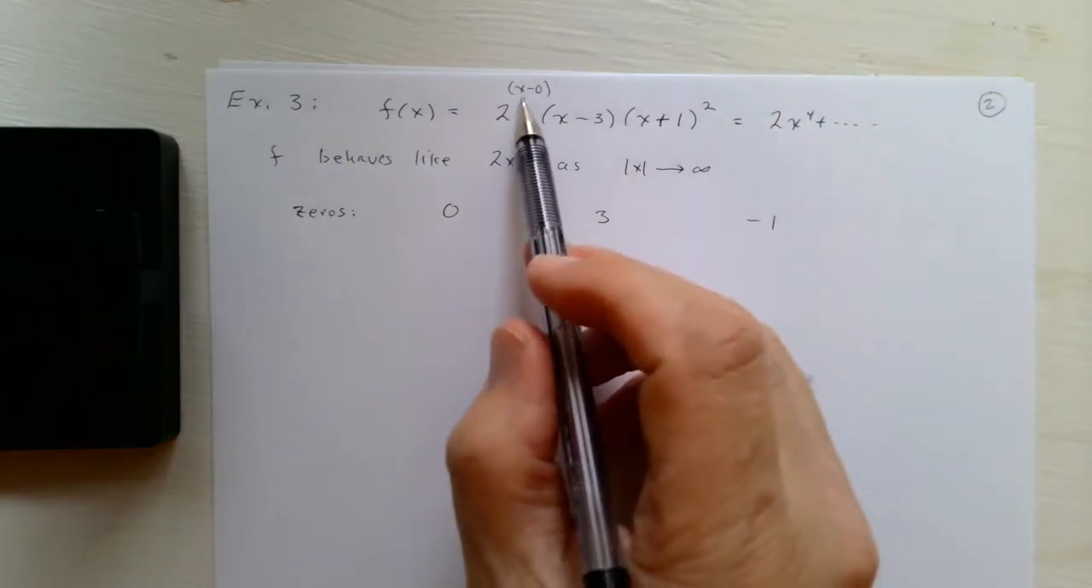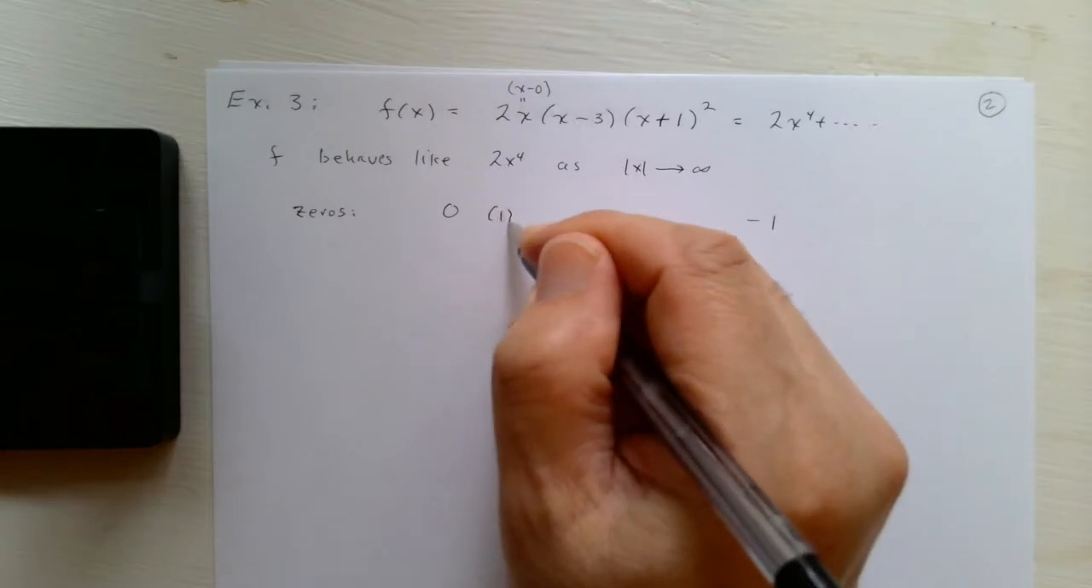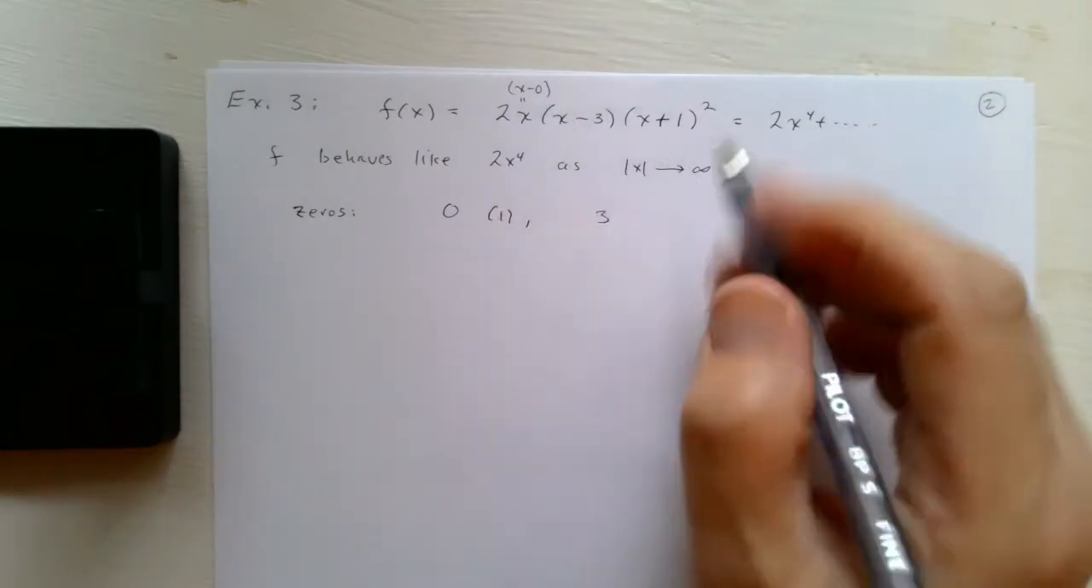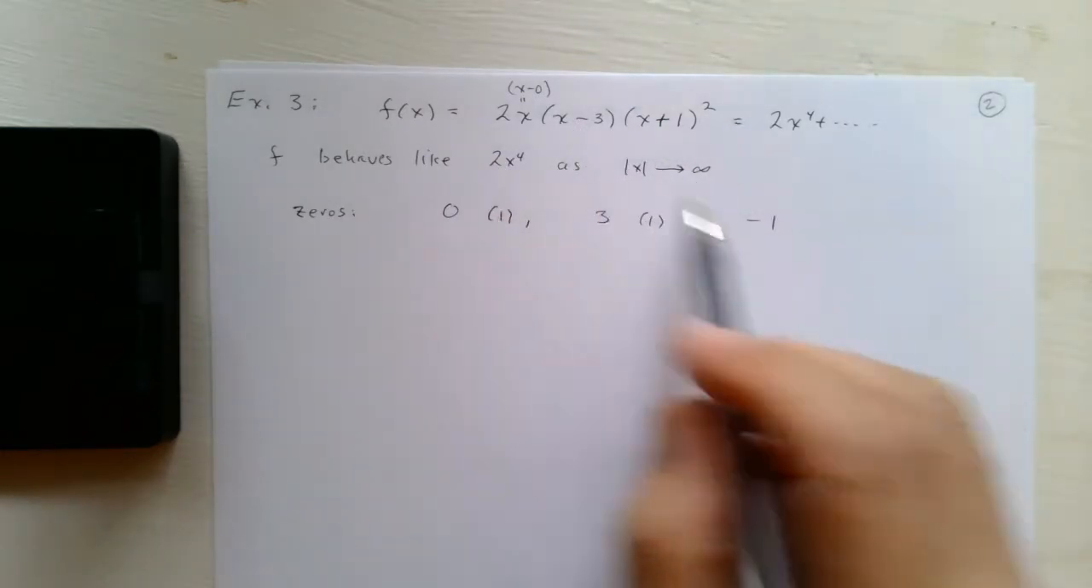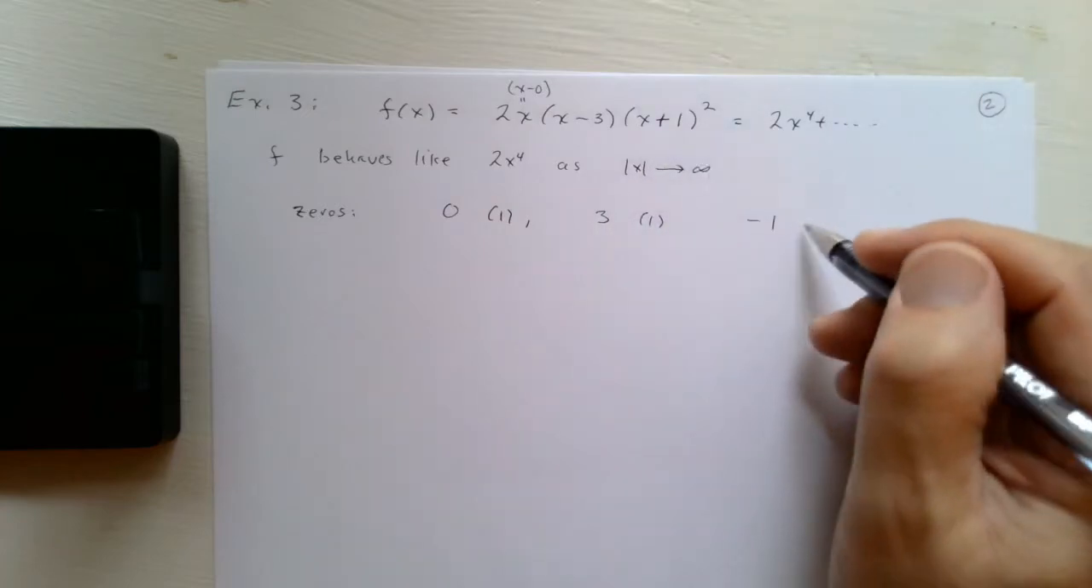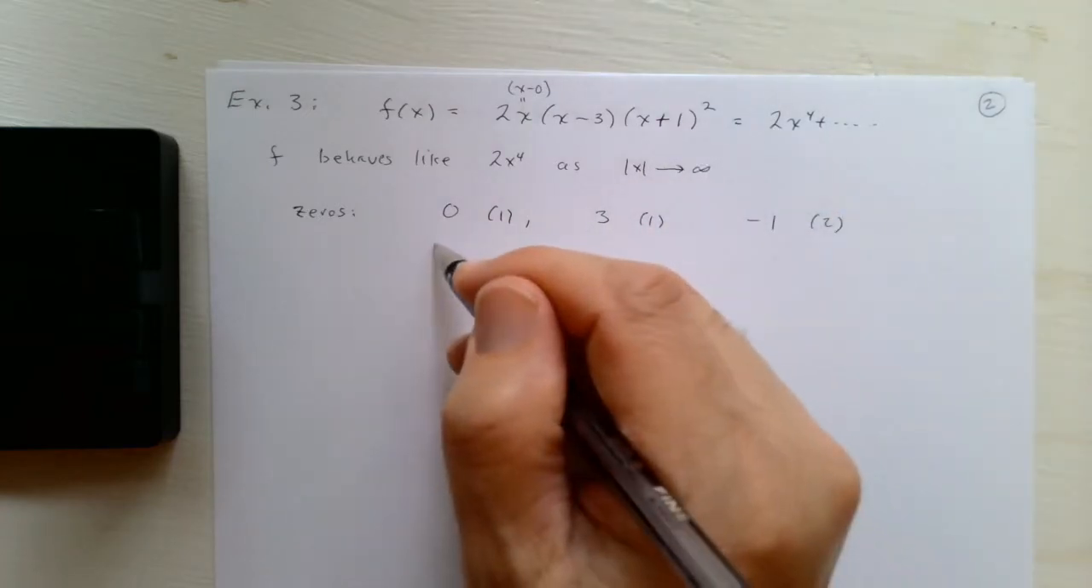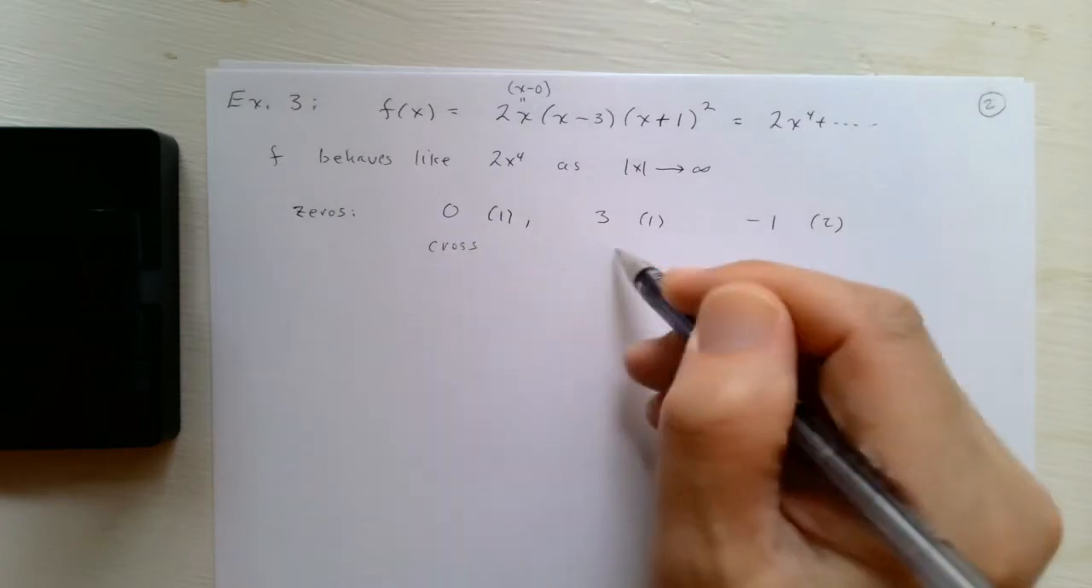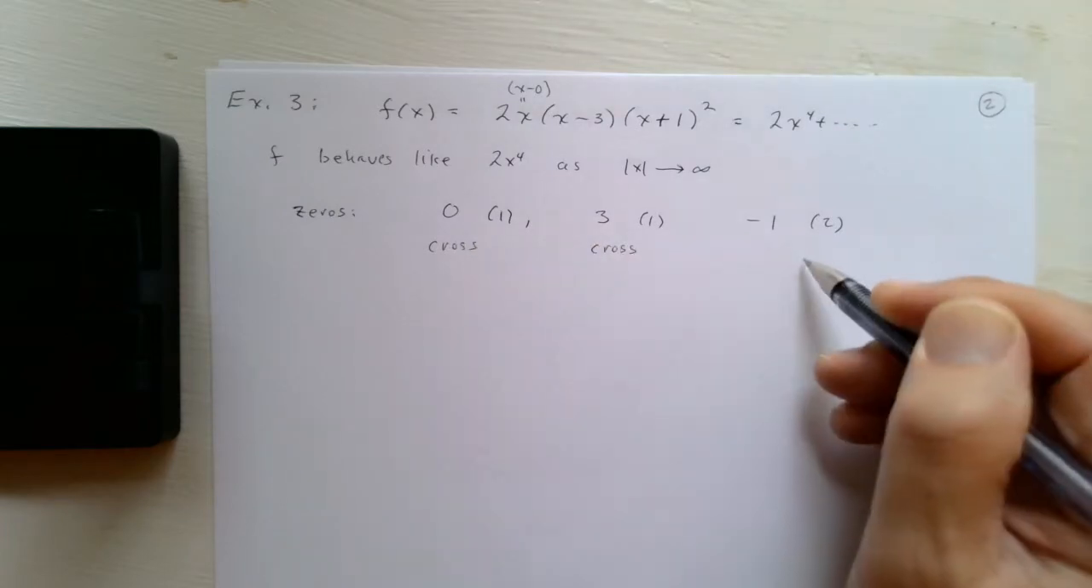The multiplicity: x minus 0 occurs exactly once. x minus 3 occurs once. And x plus 1 occurs twice. So we are crossing, crossing, touching.